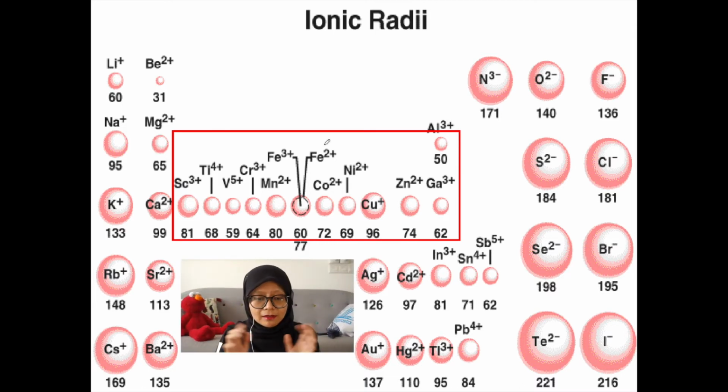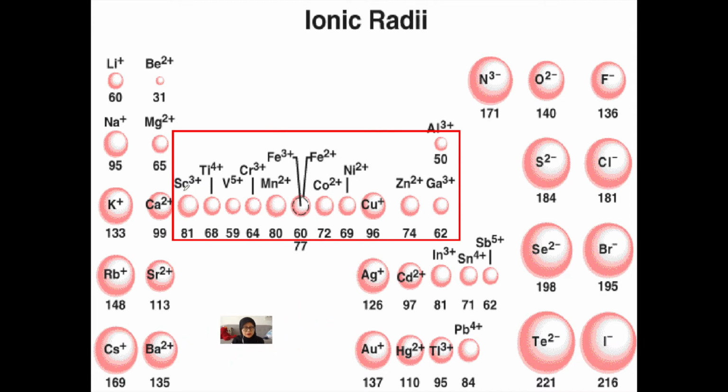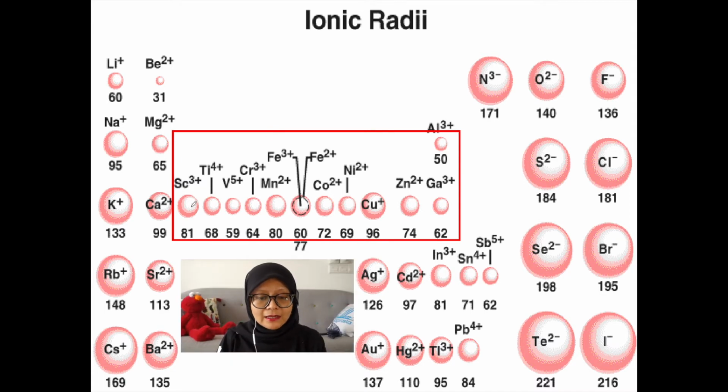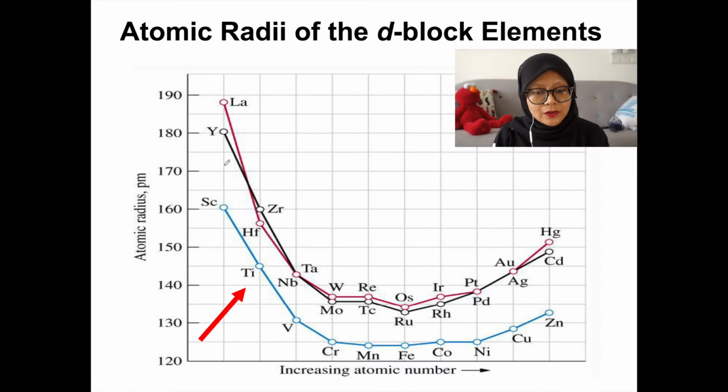What about the transition metals? As you can see from here, the ionic radii for the transition metals are almost similar or fairly constant from scandium until zinc. So as you can see, this is where we have the increasing atomic number with the reducing atomic radius from left to right in the periodic table for the d block elements.